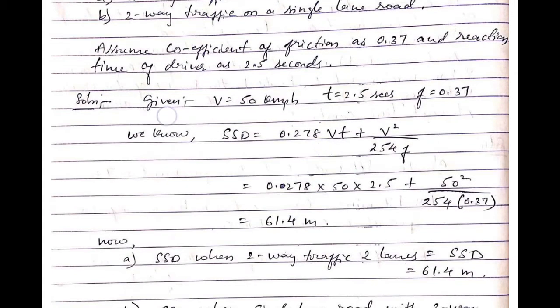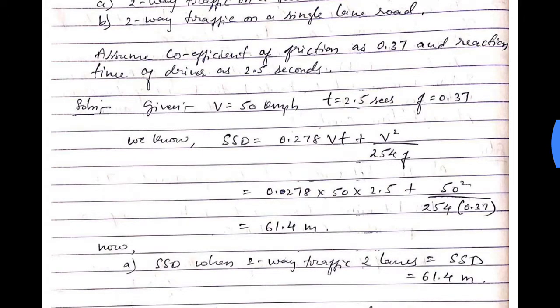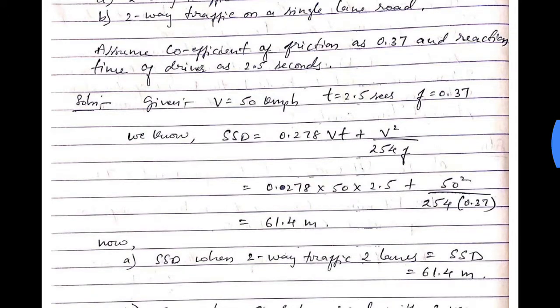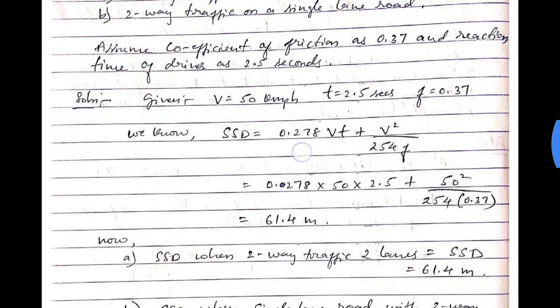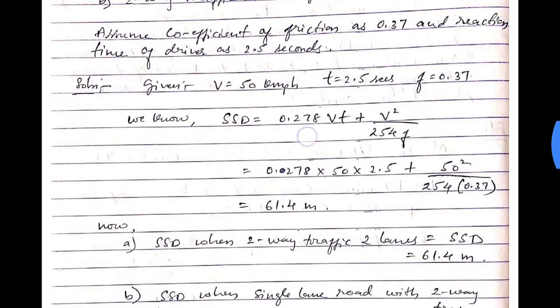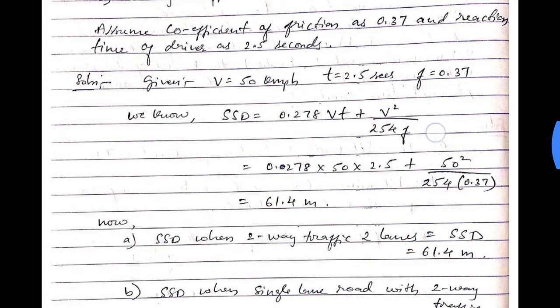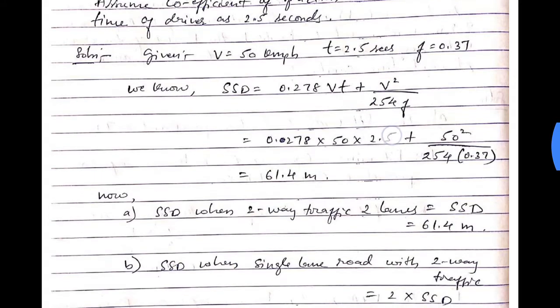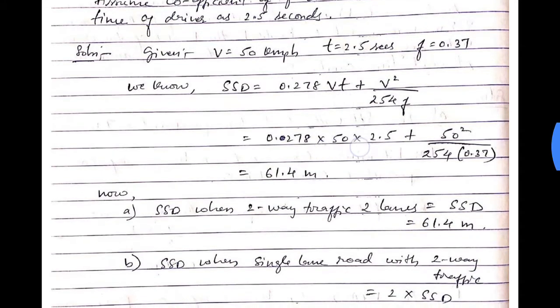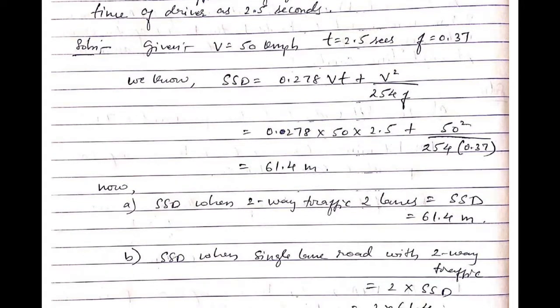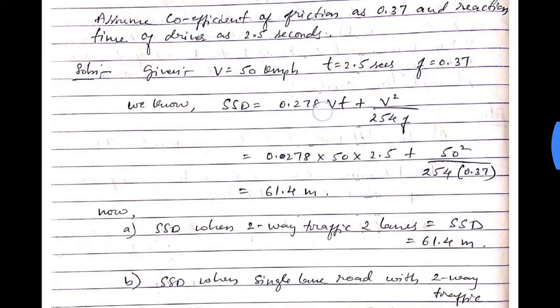So in this solution, given velocity is 50 km/h, reaction time small t is 2.5 seconds, coefficient of friction is 0.37. So we know that SSD or safe stopping sight distance is given by 0.278 into V into t plus V squared by 254 f. Now this formula is used when V is given in kmph. Substituting the values, in place of V you substitute 50 and in place of t you substitute 2.5. Solving this we get 61.4 meters. So this is the SSD.